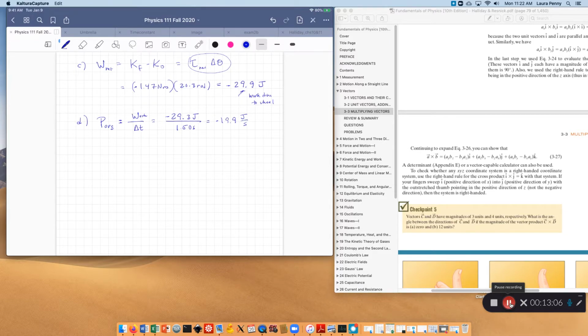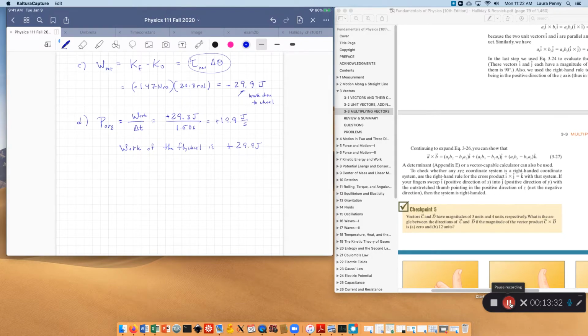But the flywheel itself, I guess that's true. The work of the flywheel. So the flywheel is sort of the opposite. It's the positive 29.9 joules. And so this would be a positive and a positive.